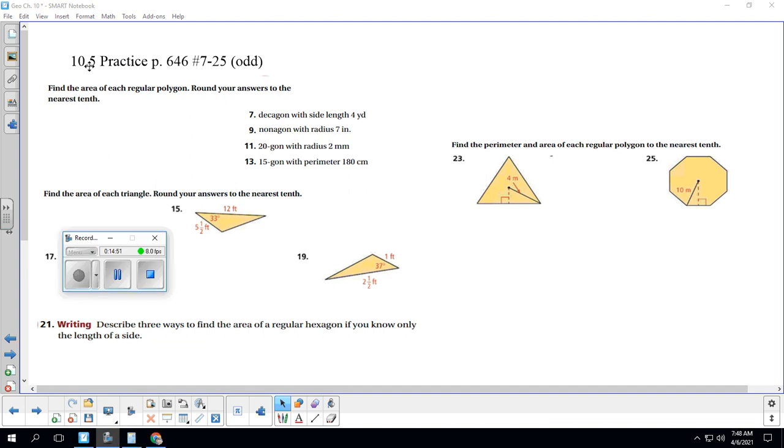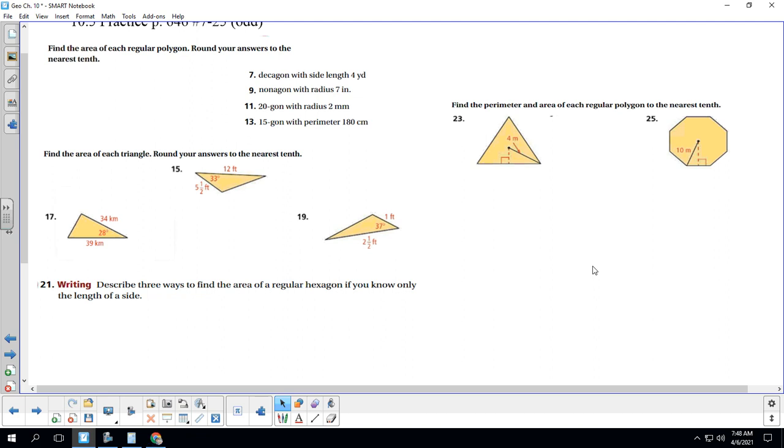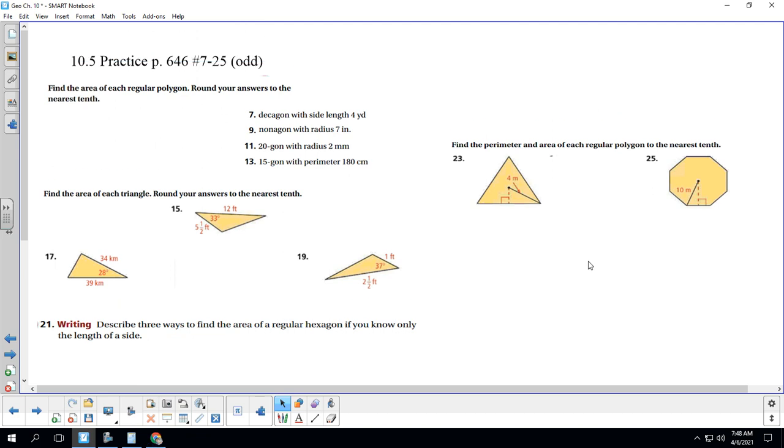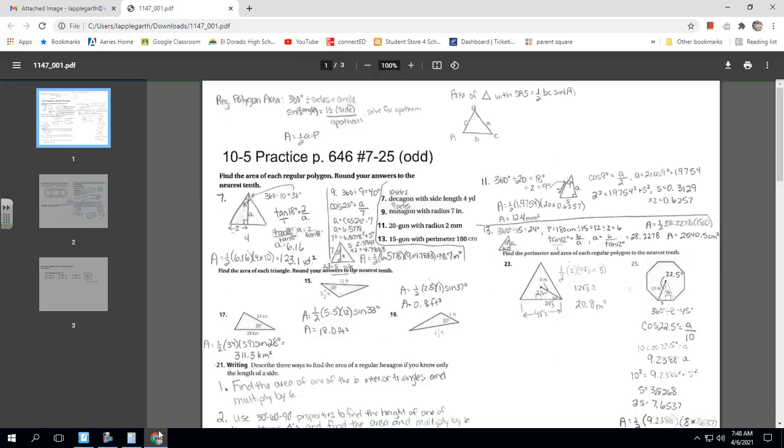All right, go ahead and take a moment, do the 10.5 practice, page 646, numbers 7 through 25, odd, so these numbers right here. When you're done, come back to this video and check your answers, or if you get stuck, you can come back and check your answers. Here they are.